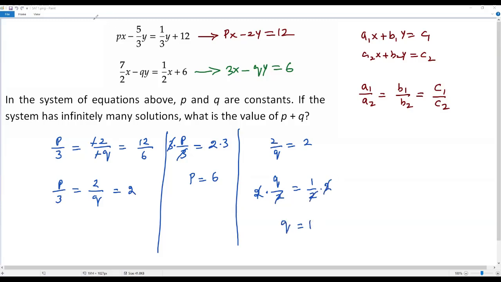Now I got the value of p, that is 6, and I got the value of q, that is 1. According to the question, we have to find the value of p + q. We know that p equals 6, so we can plug in 6 for p, and for q we know it is 1, so we plug in 1 for q. p + q equals 7. Here I got the value of the expression p + q, and its value is 7.